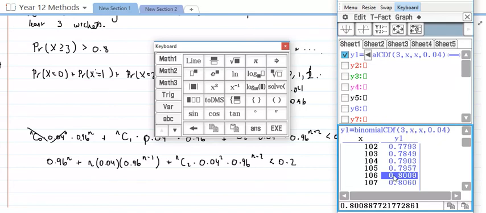So this is where it's first ticked over, which means that it takes 106 deliveries to ensure an 80% chance of getting the 3 wickets.